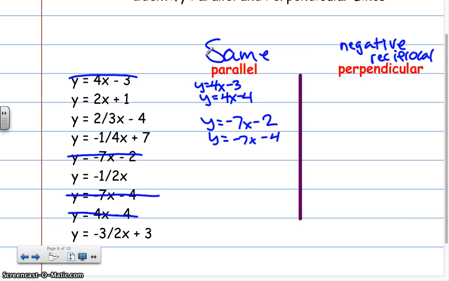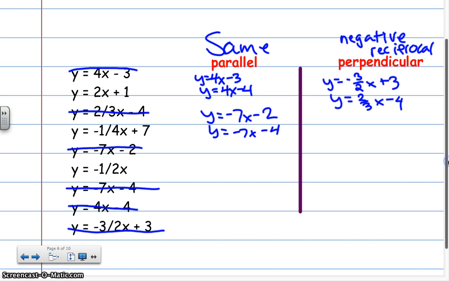Someone give me a reciprocal one. Okay, Eli. The bottom one. So y equals negative 3 halves x plus 3. And what else? And the third one. Y equals 2/3 x minus 4. Okay, good. Brittany. The second one? Y equals, wait, where do I put it? Perpendicular. Okay, so y equals 2x plus 1. And what other one?